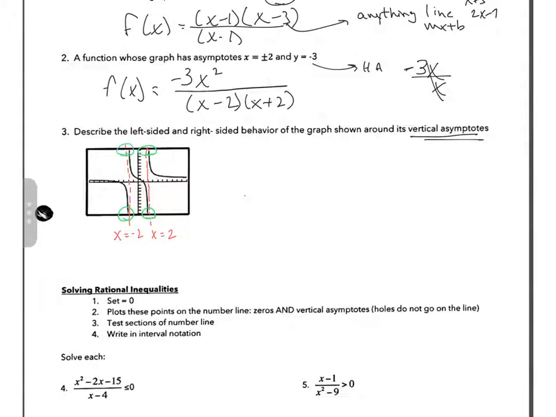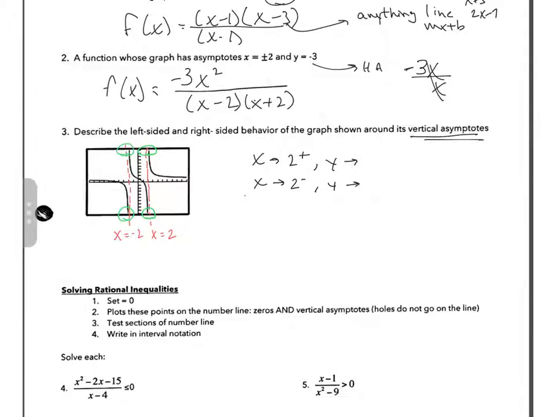I know it says left and right side behavior, but they mean as you approach the vertical asymptote from the left and as you approach the vertical asymptote from the right. So let's just pick one. Let's just pick positive 2. So as x approaches positive 2 from the right and as x approaches positive 2 from the left, we're going to write down what's happening with our ends that are pointing up and down.